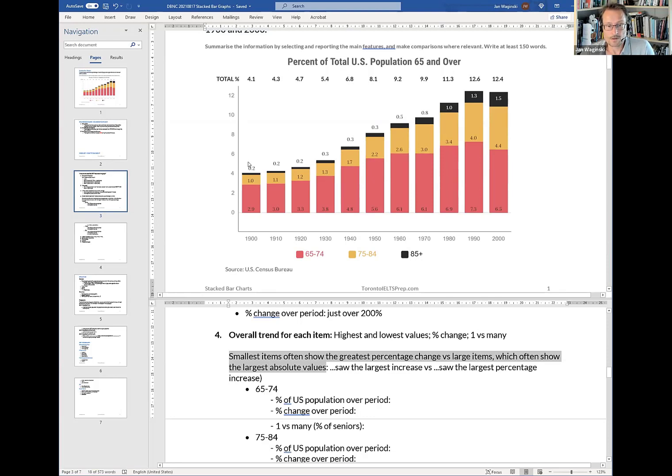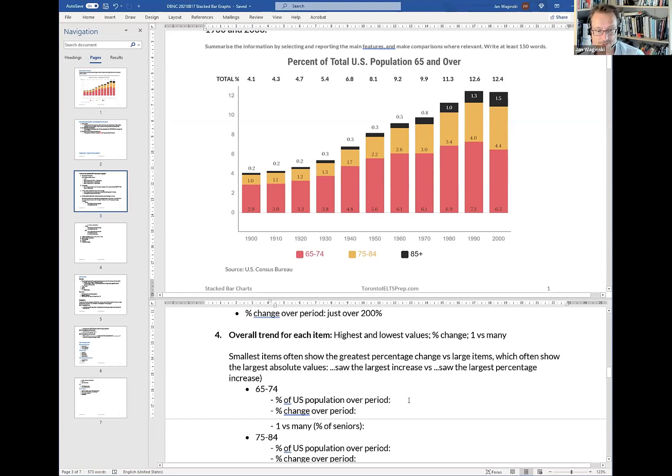Even something like this: you see it's stable at 0.2% of the population, then it goes to 0.3% of the population. Just using this as an example, what percentage difference is this increase from 0.2 to 0.3%? Yes, that's a 50% increase. For the entire period, it's going from 0.2 to 1.5, whereas the 65 to 74-year-old group is going from 2.9 to 6.5. So let's do some quick rough calculations.